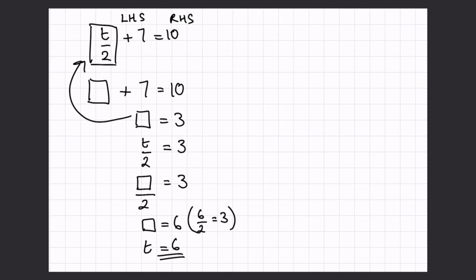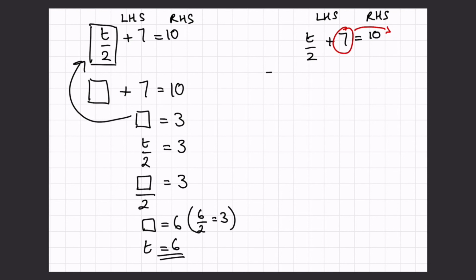And finally, we have t over 2 add 7 is equal to 10. Here's our left-hand side, and there's our right-hand side of the equation. The first thing we want to deal with is this 7. We want to get that 7 from the left-hand side over to the right-hand side of the equation. It's plus 7. The opposite of plus 7 is subtract 7.